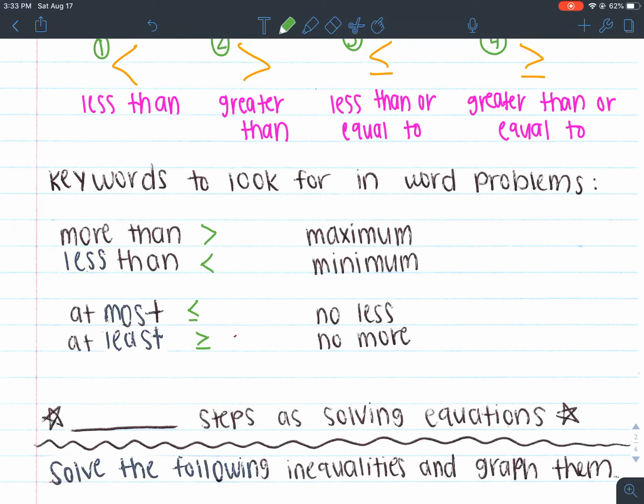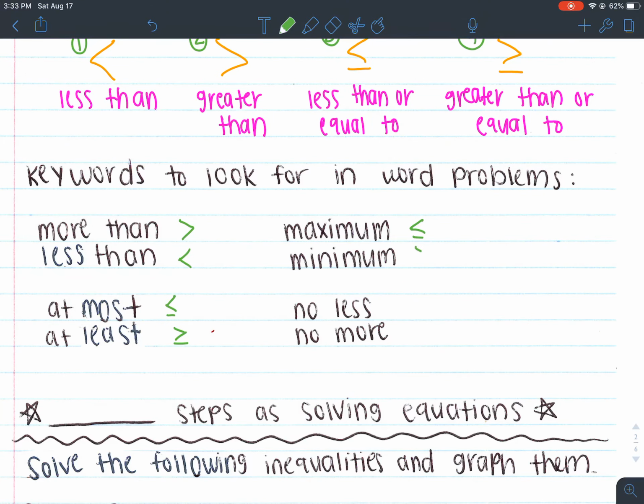Maximum and minimum. Okay, kind of the same thing. If there's a maximum weight limit, that means that your weight has to be either less than or equal to that maximum, right? So then the minimum would be the opposite.